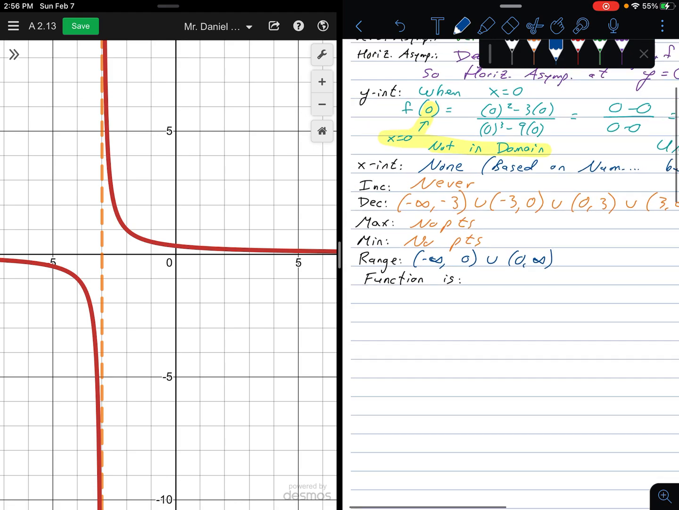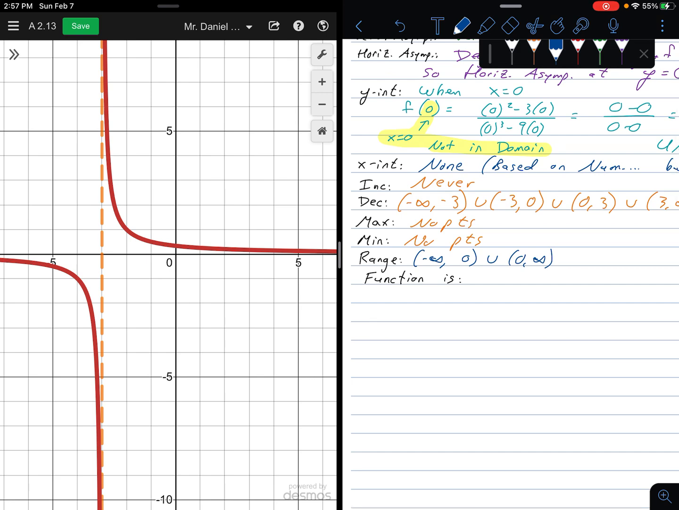Is my function even or odd or neither? I am not symmetrical in quadrant 1 and 3 or 2 and 4. And then if I fold my graph down the middle, I clearly am not an even function. So I am a neither function. A neither function.